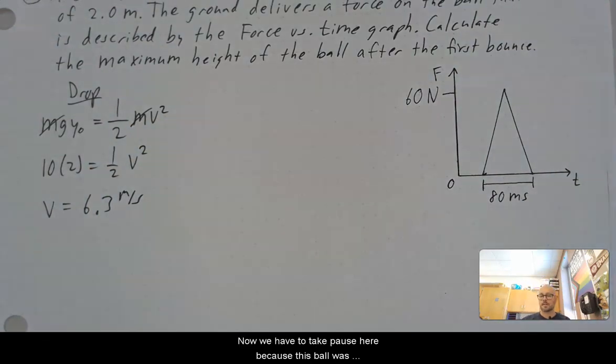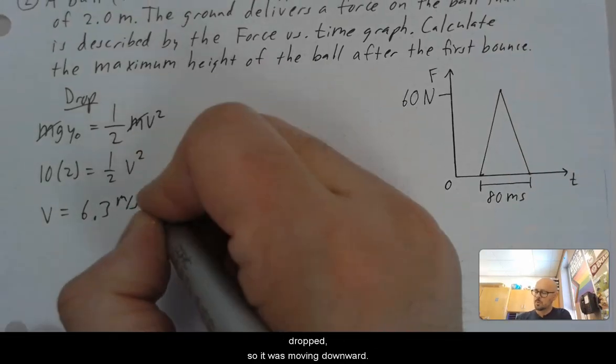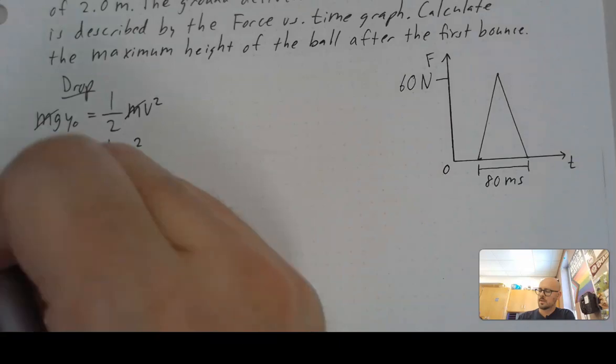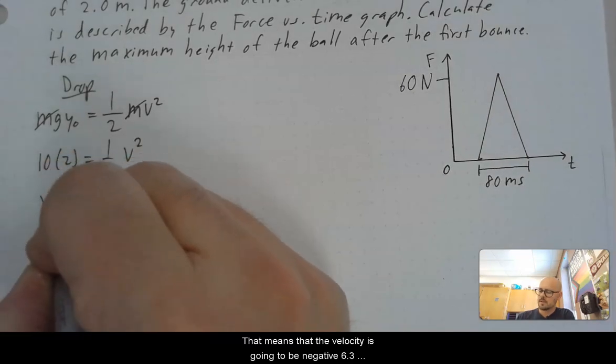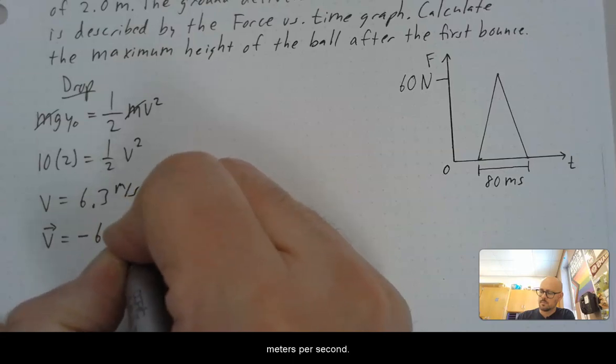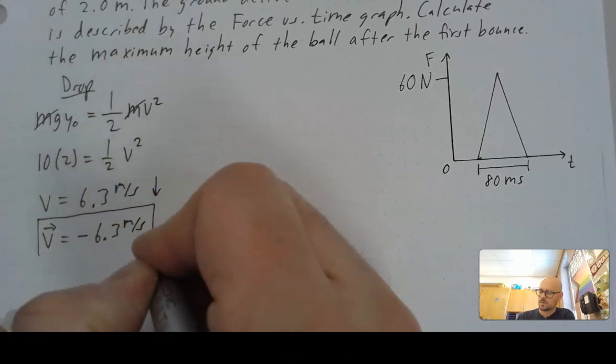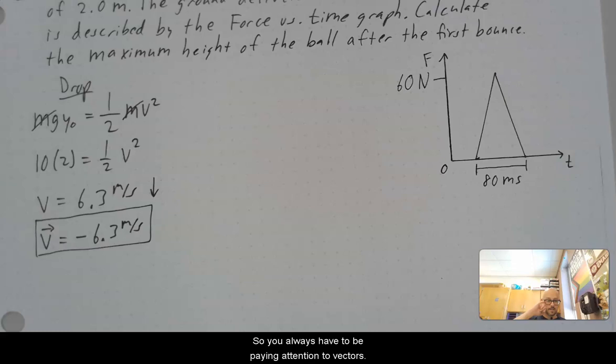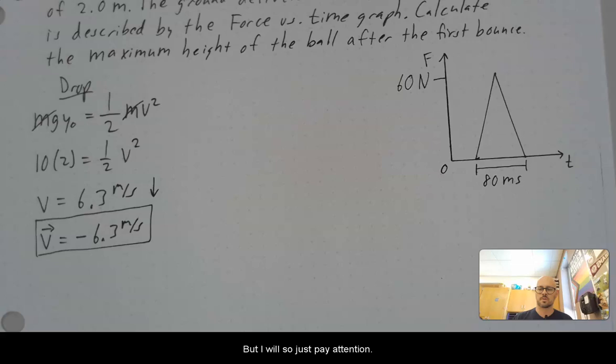Now we have to pause here because this ball was dropped. So it was moving downward. That means that the velocity is going to be negative 6.3 meters per second. So you always have to be paying attention to vectors. The AP exam is probably not going to do something like that to you, where you have to insert the negative, but I will. So just pay attention. Okay, so that's the drop.